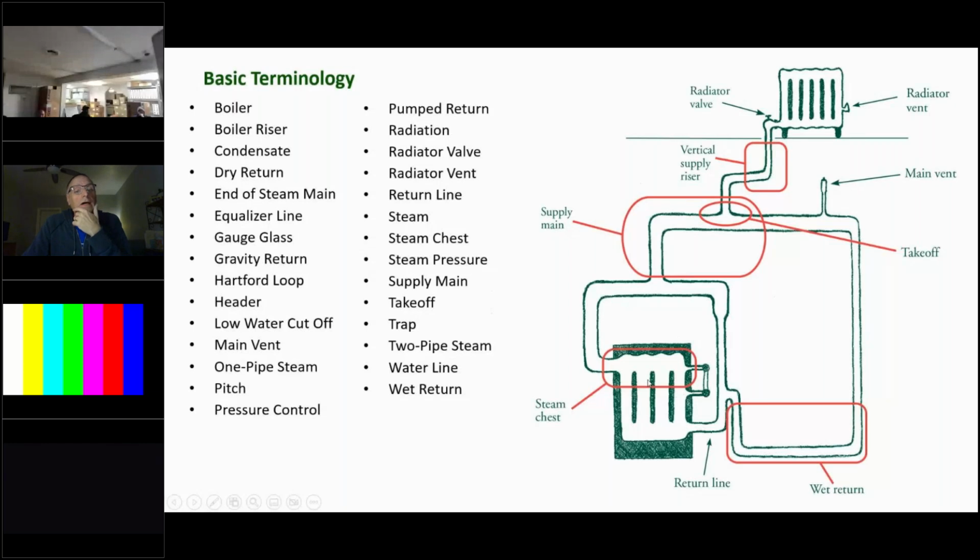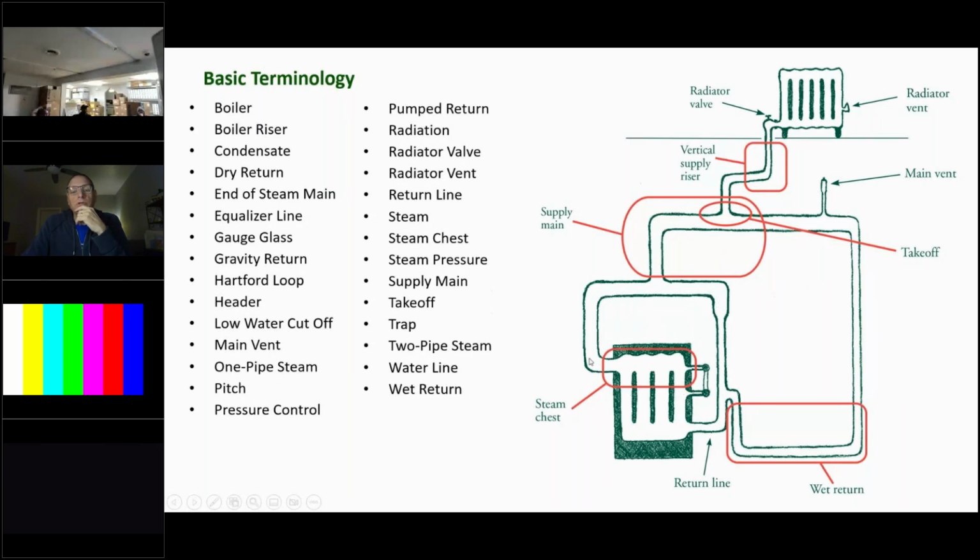Condensate is just what happens when steam condenses in the radiator and returns to the boiler. That's the condensate. The dry return would be up here until it gets down to about the water line of the boiler. You would consider that a dry return. And then when it gets into there, it's a wet return. And this would be the equalizer line coming off the boiler.